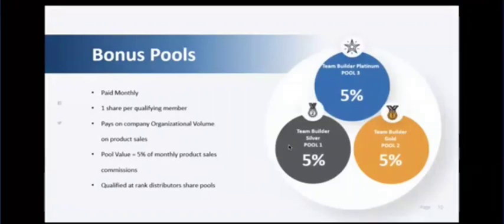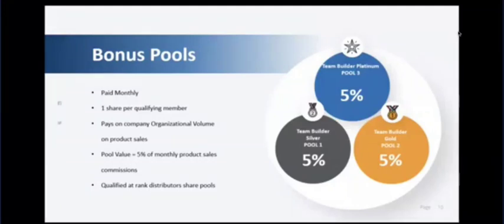So let's say that in month one, we have 10 people qualify for the silver bonus pool. What ends up happening is that each person that qualifies gets one share. And the company takes that share against the organizational volume of the whole company and pays. So they take 5% of the entire organizational volume of the company and divide that by, in this case, 10 shares because 10 people qualified. So I hope that's simple enough.